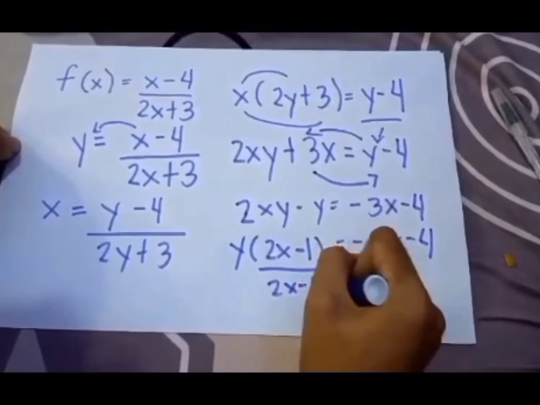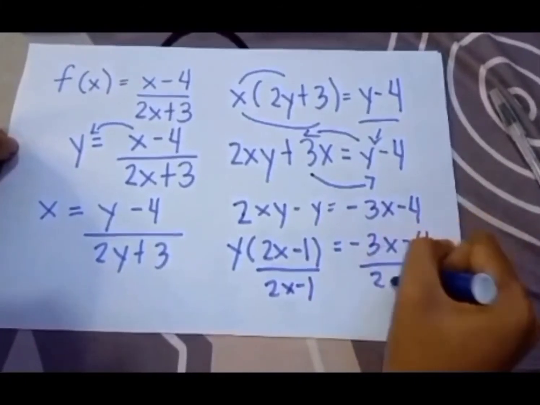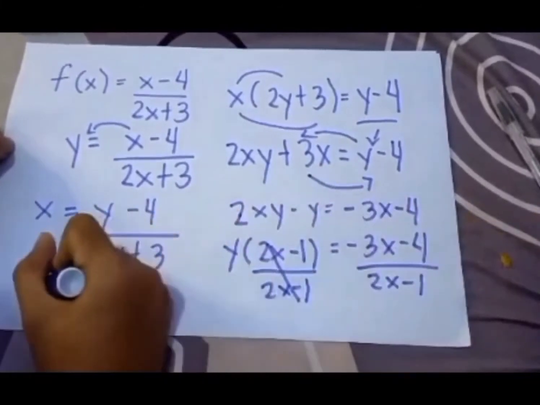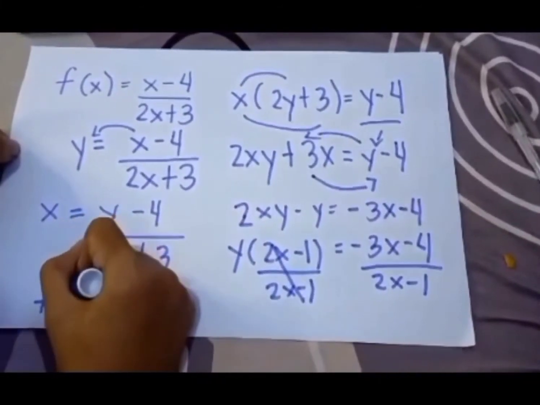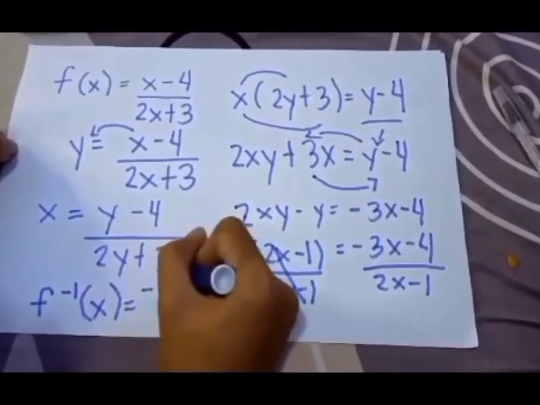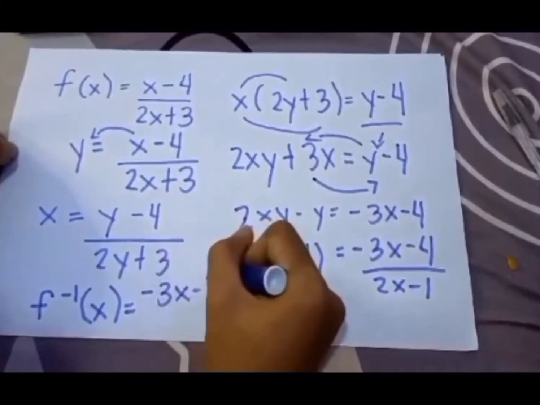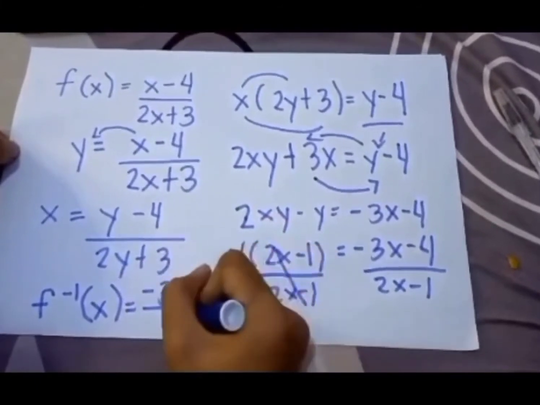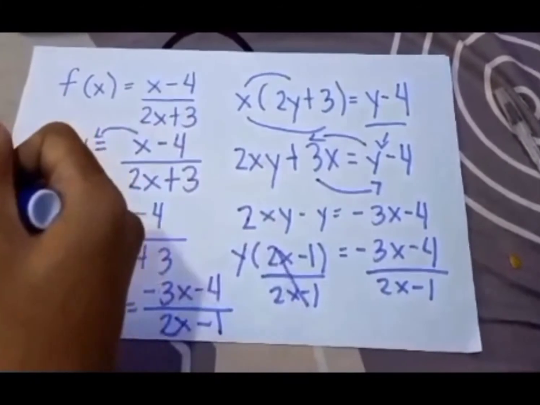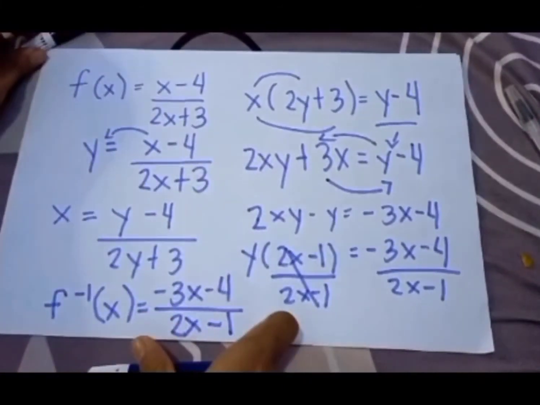I-divide natin both sides sa 2x minus 1 para maging single si y. So, ang magiging sagot natin ay y equals negative 3x minus 4 over 2x minus 1. So, the inverse function of x minus 4 over 2x plus 3 is negative 3x minus 4 over 2x minus 1.